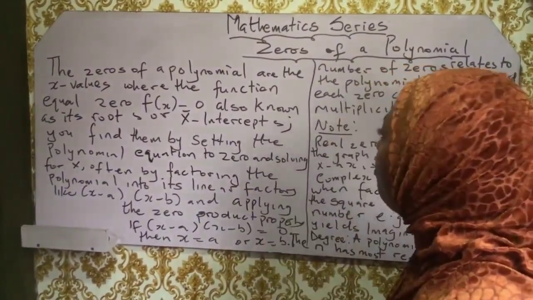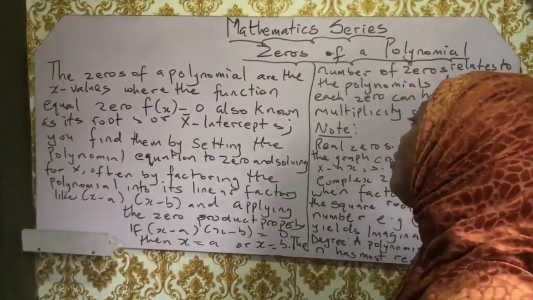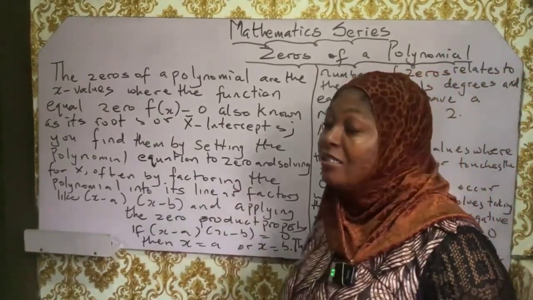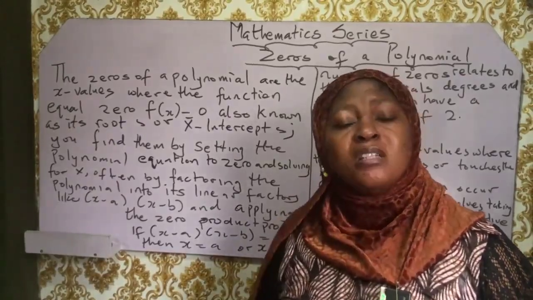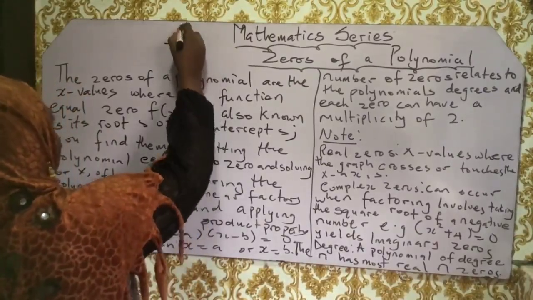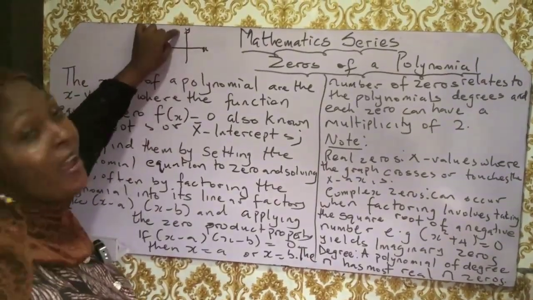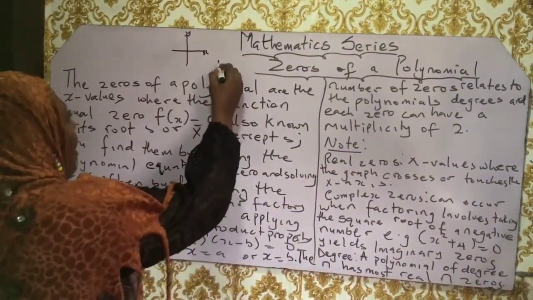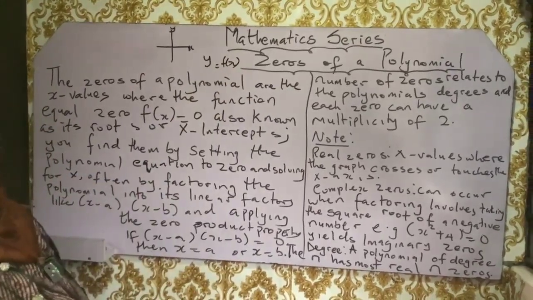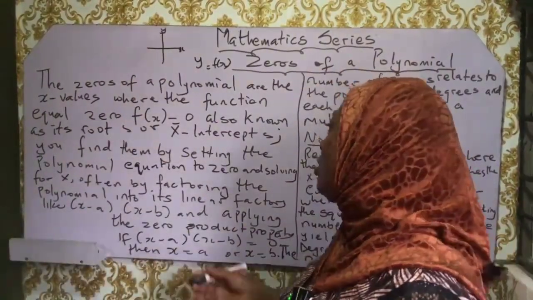The zeros of a polynomial are the x values where the function equals 0, that is, f of x is equal to 0, and this is known as its root or x-intercept. For example, let's say we are plotting a graph, and in the graph you have the x-axis and the y-axis. The x-intercept will be where y is equal to 0, and y can also be taken as f of x. So the x-intercept is where f of x is equal to 0.